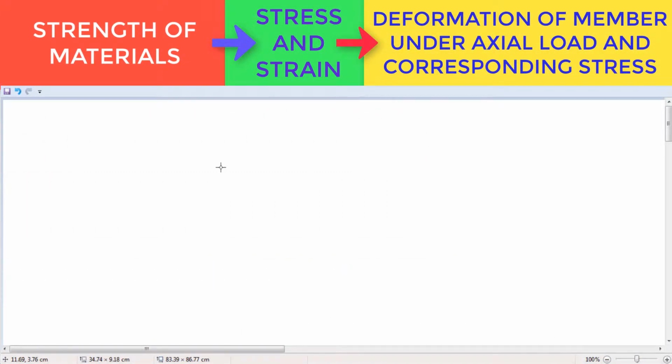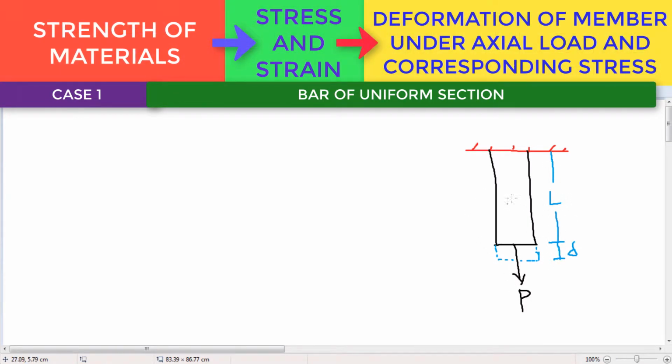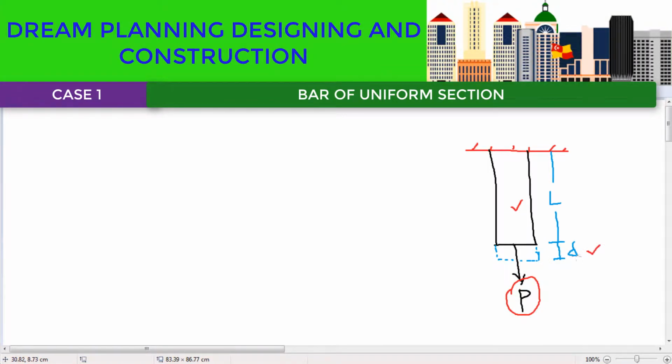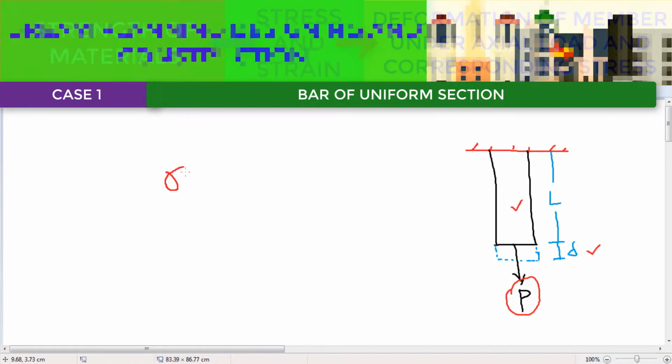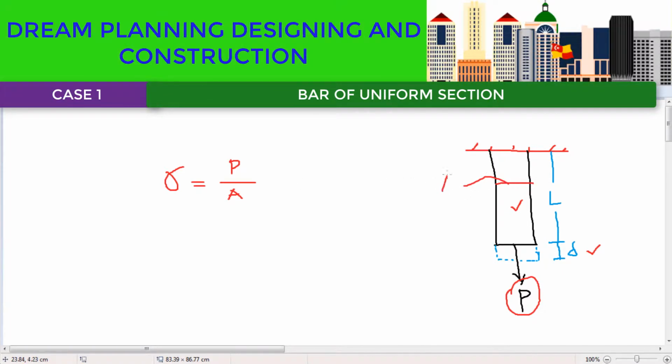So at first we discuss case 1, bar of uniform section. For that case the diagram is like this. Here the length of this bar is L, and due to applying this load P, the deformation is del. We need to find out this deformation. From this figure we can say that stress equals load by area, that means P by A. Here A means the area of this cross section.